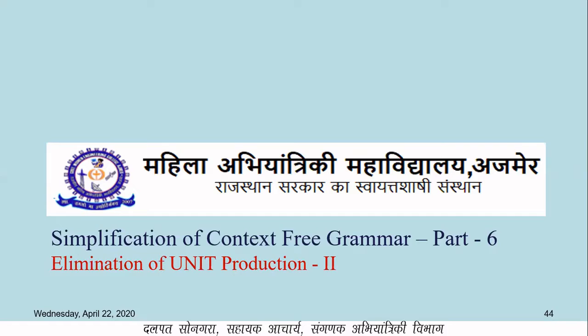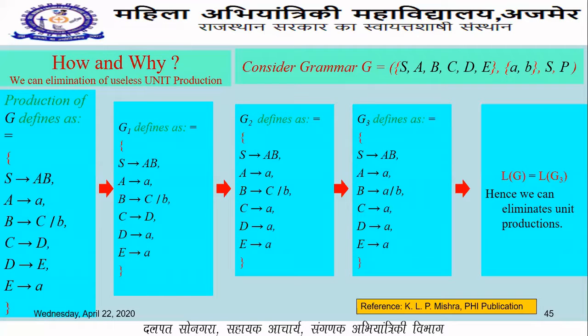In this lecture, we discuss simplification of context-free grammar by elimination of unit production. This lecture is in continuation of my previous lecture, simplification of context-free grammar part 5. Here we discuss how and why the unit productions are to be eliminated. First we discuss why we need to eliminate unit production.